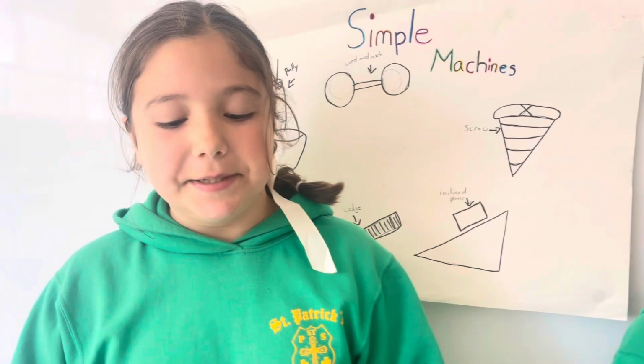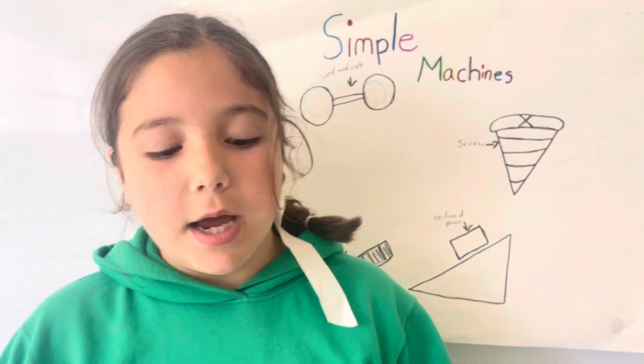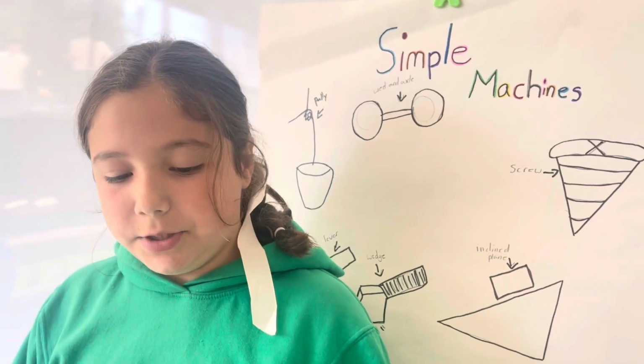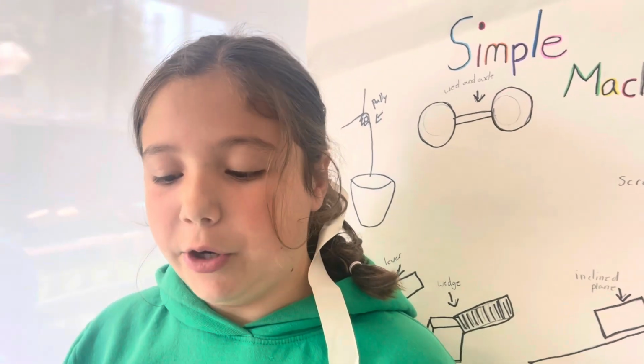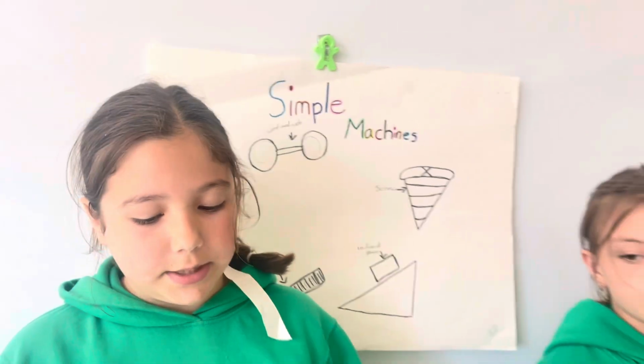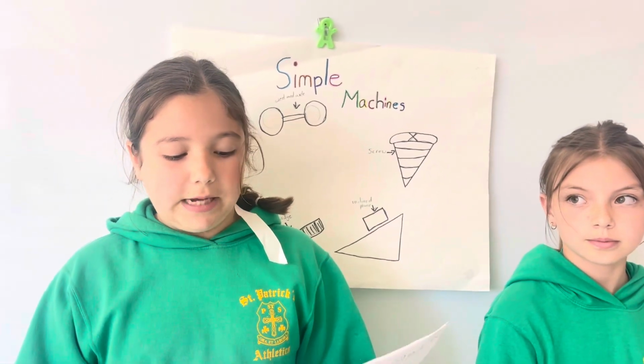Last but not least is a pulley. A pulley is another type of simple machine. A pulley is a machine to help pull something heavy or big up. A pulley includes a rope to pull the thing or object, or expand something like a flagpole.